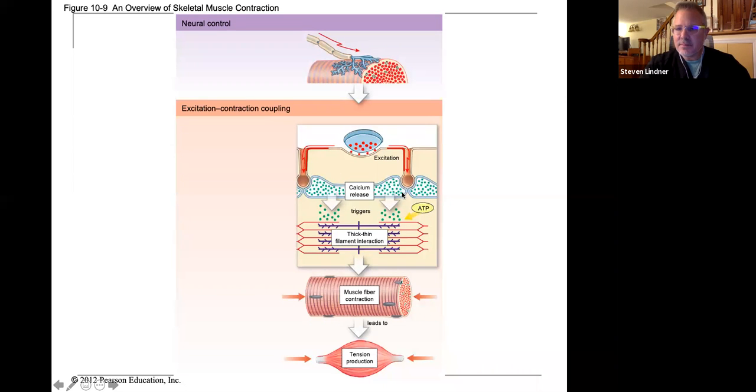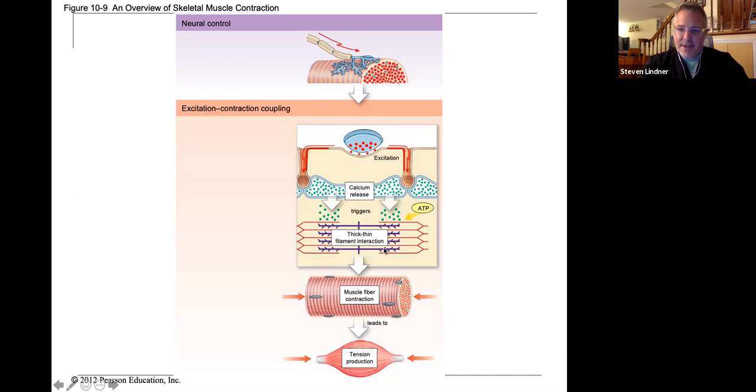Sarcoplasmic reticulum. What is stored in the sarcoplasmic reticulum? This mineral called calcium. So when the excitation, this depolarization, this excitable nerve impulse travels down from the nerve into the muscle, down this transverse tubule, and that excitation hits the sarcoplasmic reticulum, the sarcoplasmic reticulum is going to release calcium. Now, calcium is going to do something pretty magical right here.